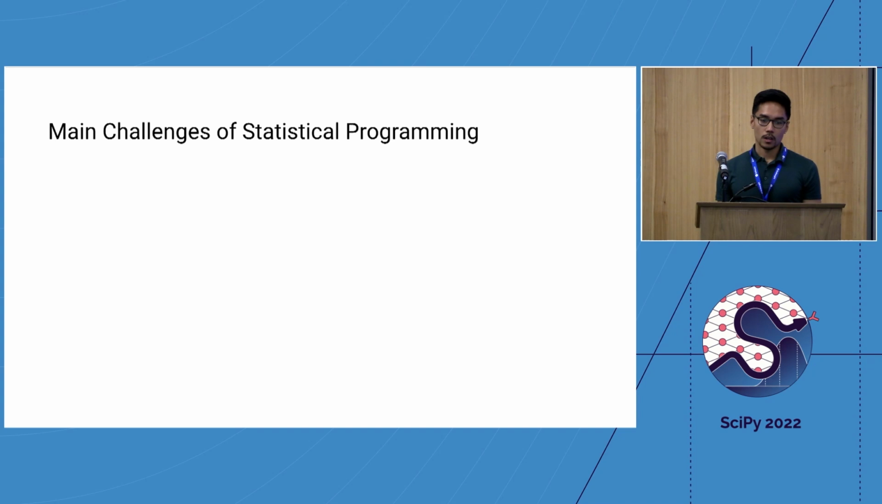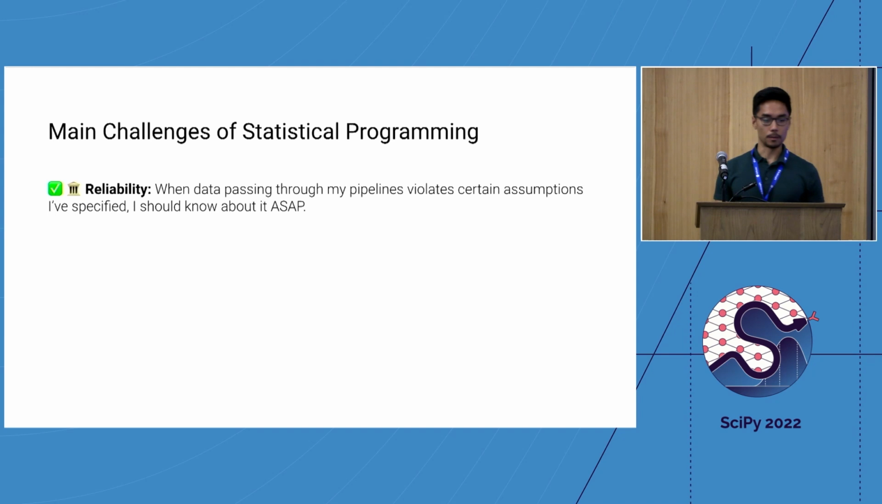And so the four pieces that I'm going to focus on today, which have unique flavors, but are by no means at a high level unique to statistical programming, are these four things. So you have reliability. When data passing through my pipelines violates certain assumptions that I've specified, I should know about it ASAP. And conversely, if my pipeline succeeded today, I could be fairly certain it's going to succeed tomorrow. And if not, I should know what the core reasons are.